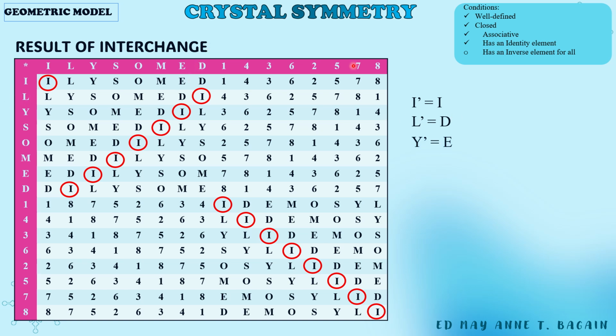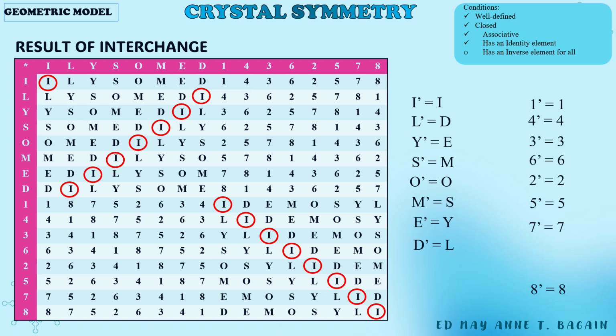The same with Y inverse is equal to E, S inverse equal to M, O inverse is equal to O, M inverse equal to S, E inverse is equal to Y, D inverse equal to L, 1 inverse equal to 1, because the two elements that have the intersection of I are 1 and 1. And then it will be the same with 4 and 4, 3 and 3, 6 and 6, 2 and 2, 5 and 5, 7 and 7, and 8 and 8. So they are the inverse of themselves.